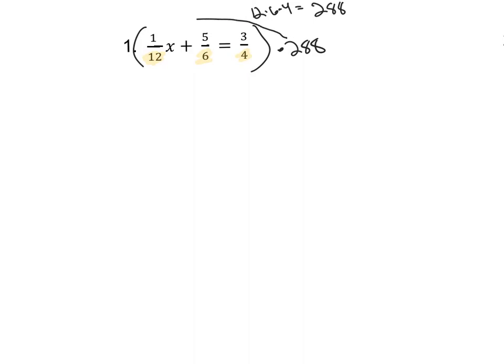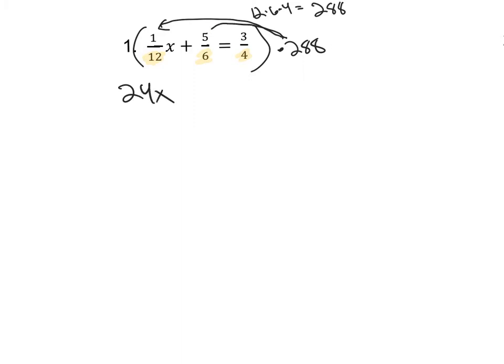So notice that now I'm going to have to distribute. When I do that, I'm taking 288 times 1 over 12x. When I do that, I get 288 over 12. So 288 divided by 12 is going to give me 24x.